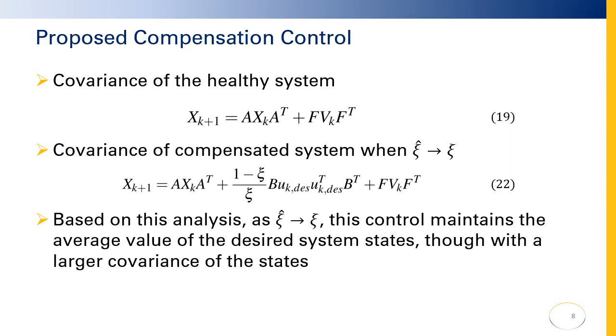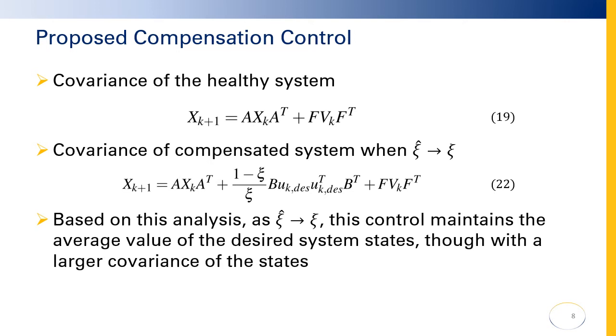We have shown that when ThA hat approaches ThA, the proposed compensation control maintains the mean value of the healthy system in the presence of intermittent actuator faults. Next, we consider the progression of the covariance of the system states. The covariance of the healthy system, where ThA equals 1, is given by 19.